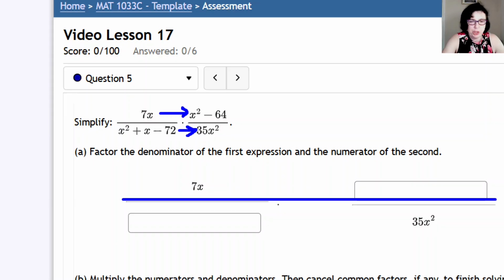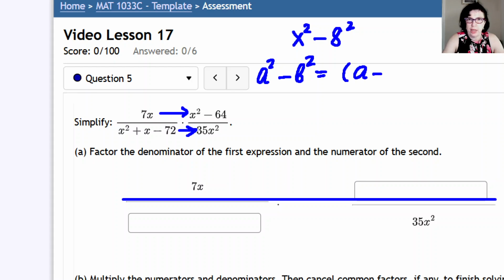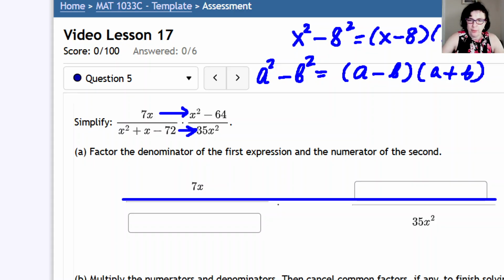All right, what happens with x squared minus 64? Now, this is the same thing as x squared minus 8 squared. If you remember that there is something called difference of squares, and we have an easy way to factor that. That's just a minus b multiplied by a plus b. And in my example, this is going to be x minus 8 multiplied by x plus 8. Okay, that's going to be here, x minus 8, x plus 8.